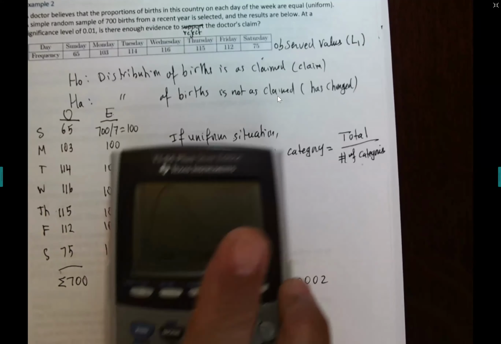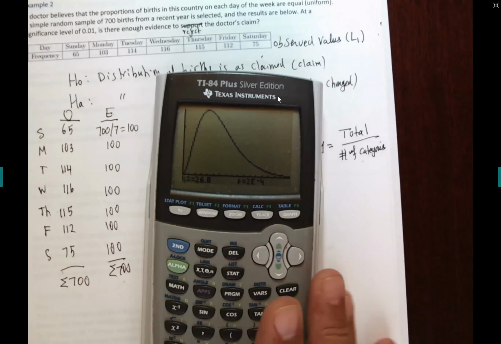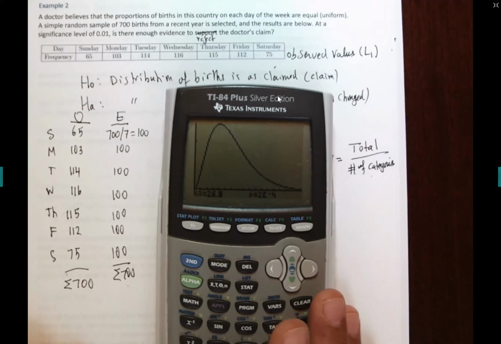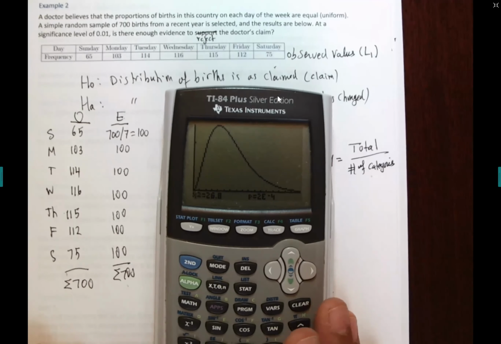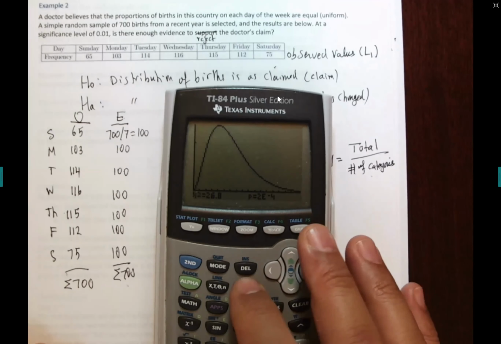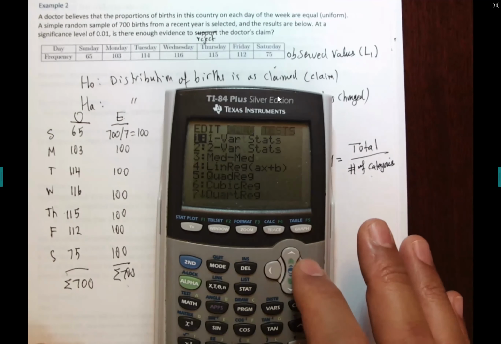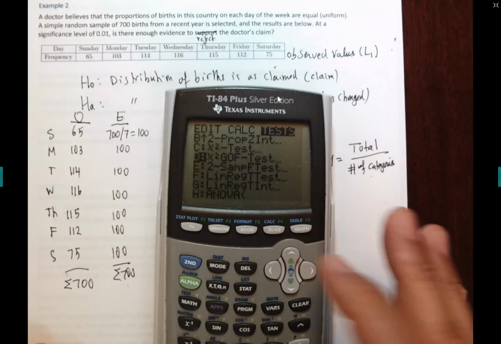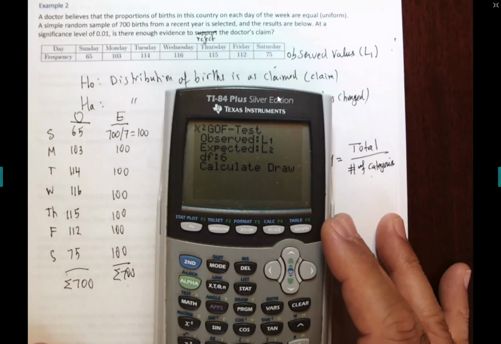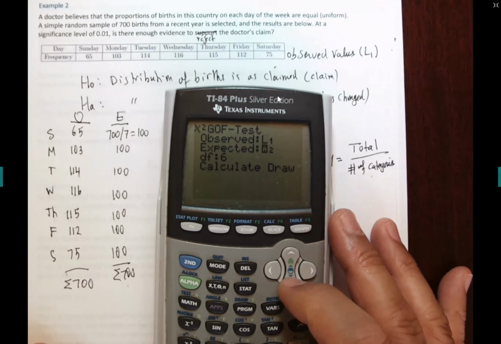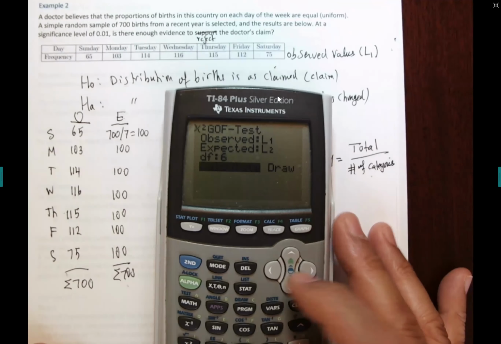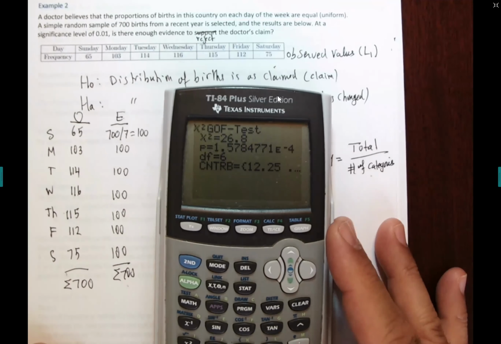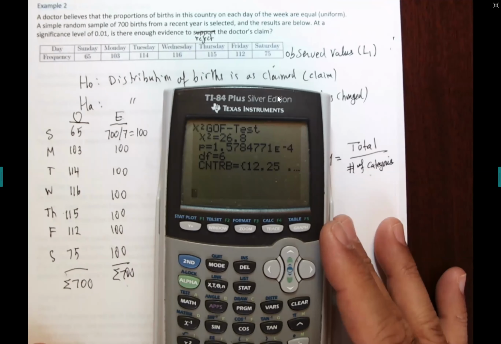Did you guys get the same thing as I did here? You should, unless I made a mistake with the input. And if you want to do calculate, you should get the same results. So observed in L1, expected in L2, degrees of freedom of 6. If you hit calculate, guys, there you go. Chi-square is 26.8, and the p-value is 0.00015. If you round it, it will be 0.0002.